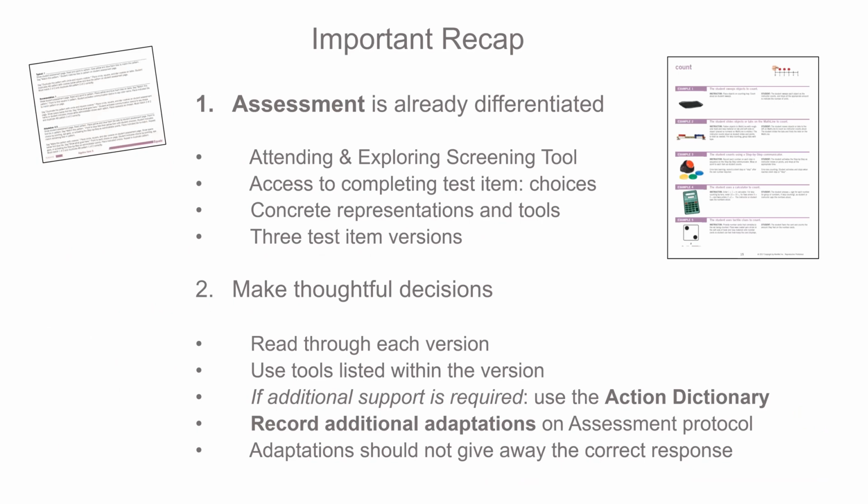So, the assessment is already differentiated. We've got the screening tool. We've got choices, different ways to make choices. Concrete representations and tools are there. Three test item versions, that's a lot. But you might have to make those thoughtful decisions, just like I did a moment ago. Read through the version, use the tools. And if you don't think it's going to work out, look at the Action Dictionary and see how it can help your student let you know what they know without giving away the answer. And I would make a note of it so that next time you give that assessment, you don't have to think about it. It's right there. You already have it recorded on the protocol.